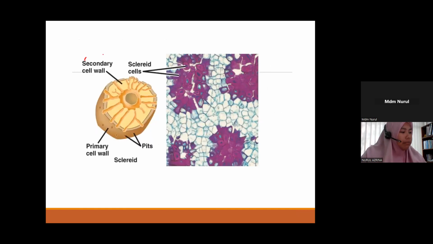All right, so this is what is meant by lack of secondary wall at pits. This is the primary wall, and this is the secondary wall. You can see this is a pit. So lacking secondary wall at pits means the area where you have pits is lacking secondary wall. This is the structure of a sclereid cell. It looks like a stone, so that's why it is known as a stone cell, and each of them has an irregular shape.